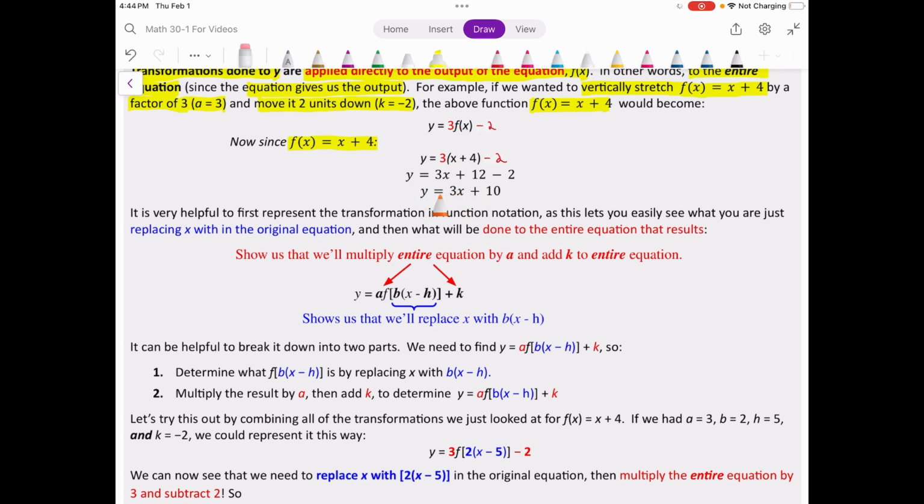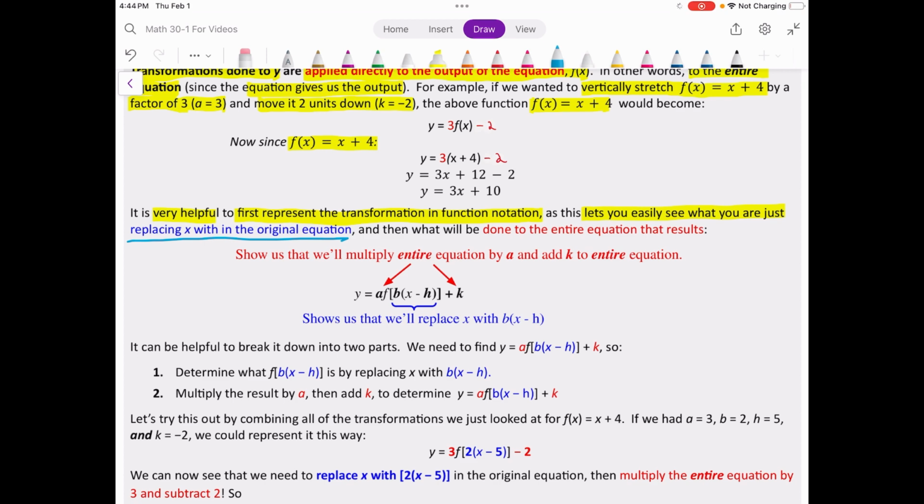That stands alone. So you can probably see here, hopefully, that it's very helpful to first represent the transformations in function notation. Because what this lets you do is that function notation literally acts like instructions on what to do to the original equation to get the transformed equations. It just lets you easily see what you're going to be replacing x with in the original equation. That's kind of part one.